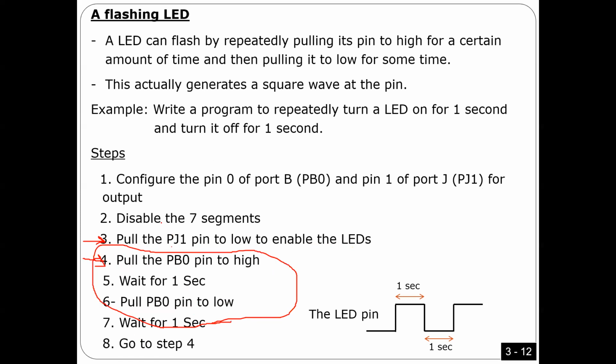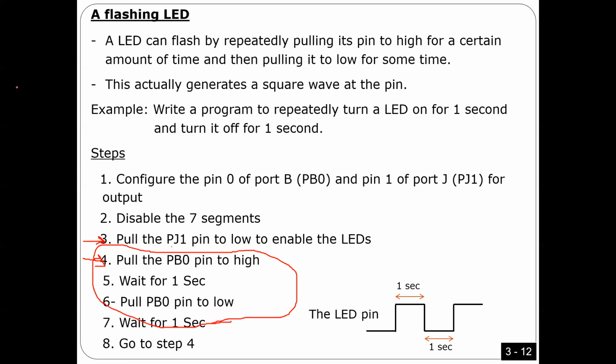You have a byte. In this byte, just 1 bit. Put 1, wait 1 second. Put 0, wait 1 second. Put 1, wait 1 second. Put 0, keep repeating this way. That's why you are going to see flashing.